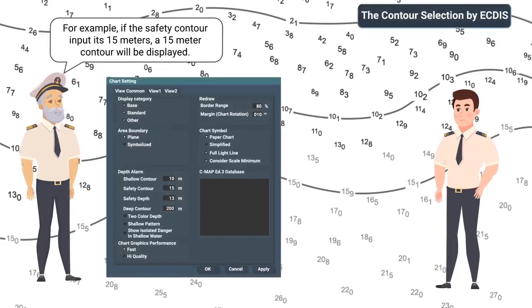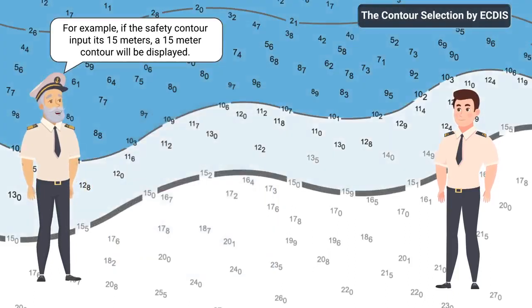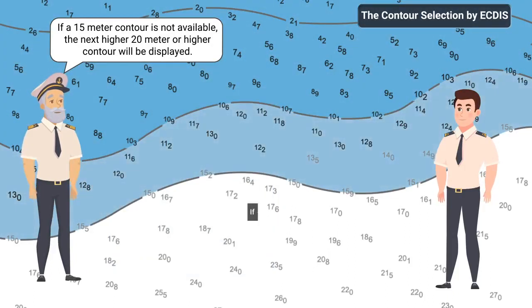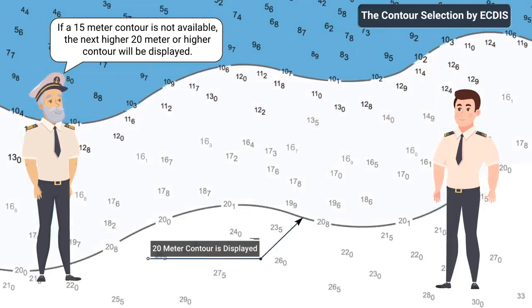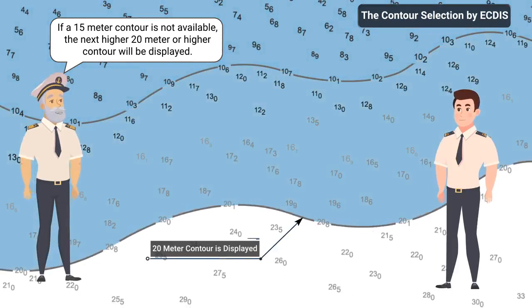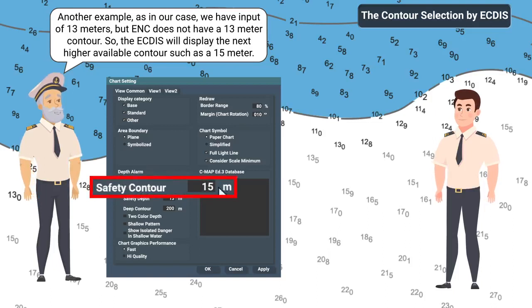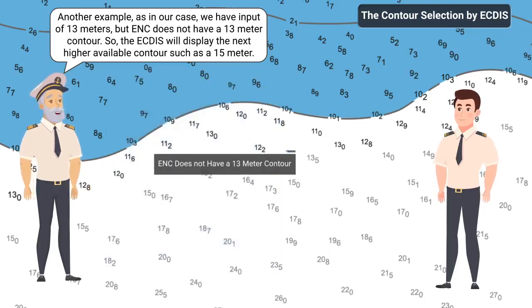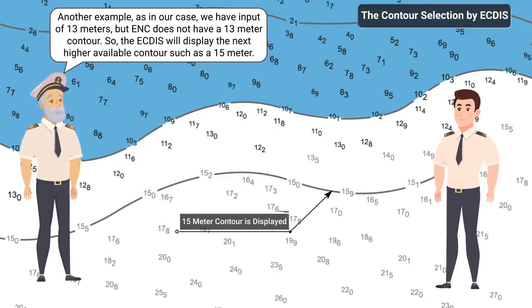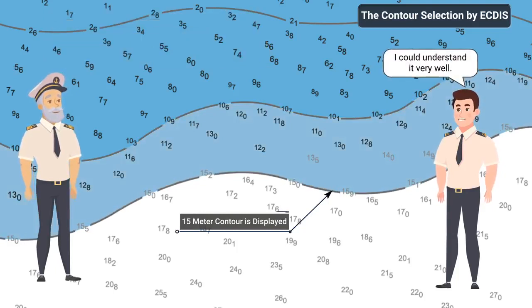For example, if the safety contour input is 15 meters, a 15 meter contour will be displayed. If a 15 meter contour is not available, the next higher 20 meter or higher contour will be displayed. Another example, as in our case, we have an input of 13 meters, but ENC does not have a 13 meter contour, so the ECDIS will display the next higher available contour, such as a 15 meter. I could understand it very well.